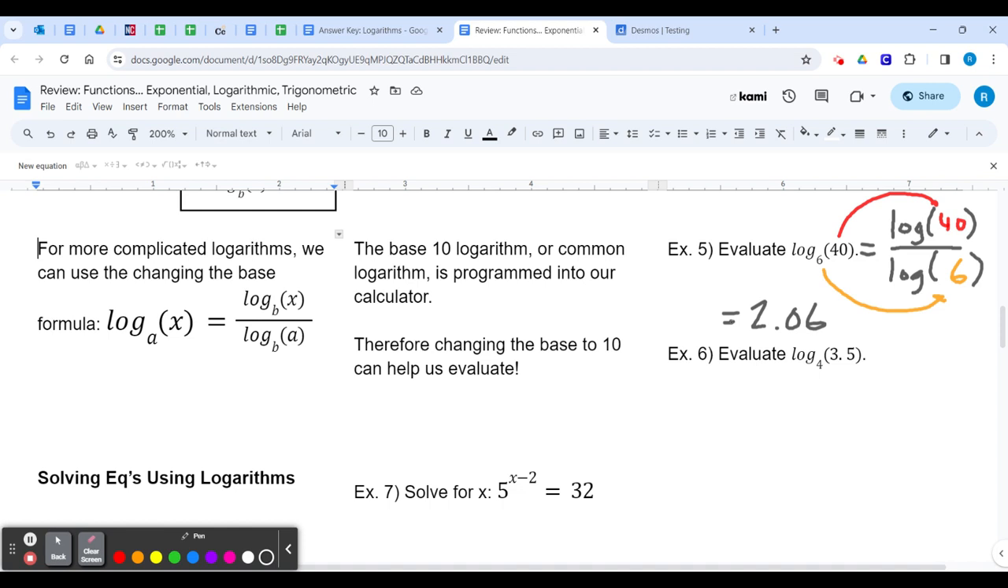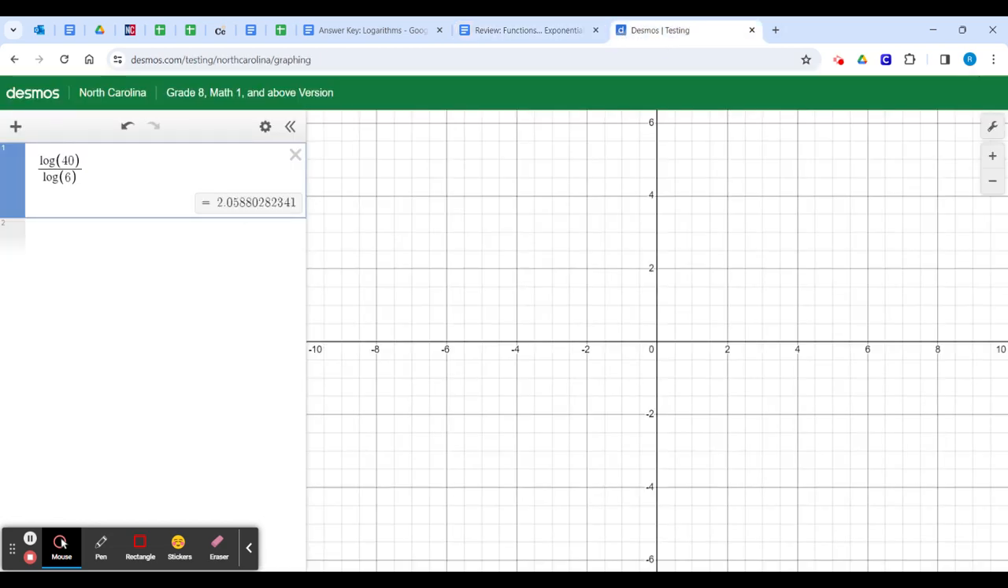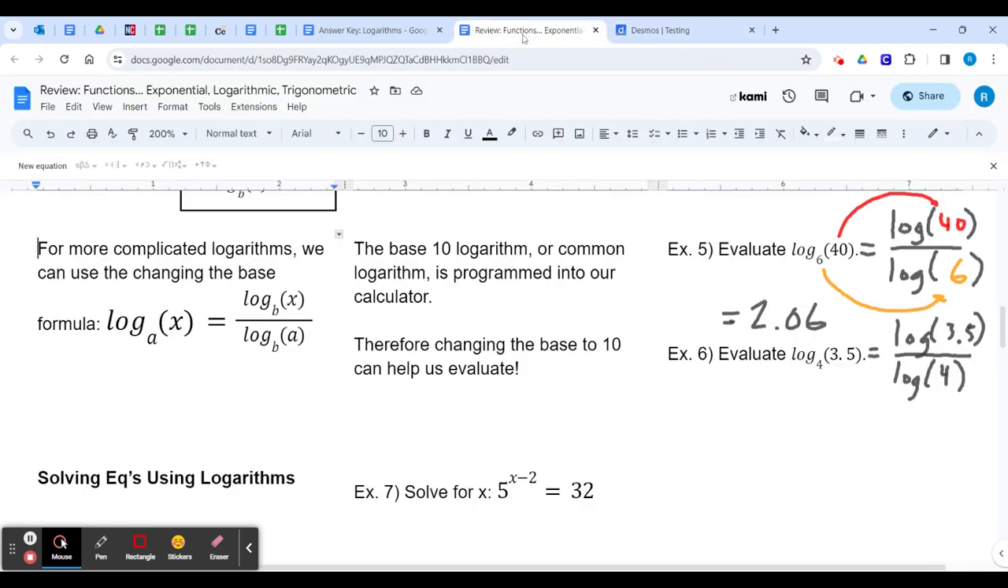2.06. Now, same thing with log base 4 of 3.5. We can change the base here and rewrite this as log of 3.5 up top, divided by log of 4. If I go into Desmos and work through that, just changing these numbers in my past equation, log of 3.5 up top and log of 4 on bottom, I get 0.90 as my answer. So I will write that there, 0.90.